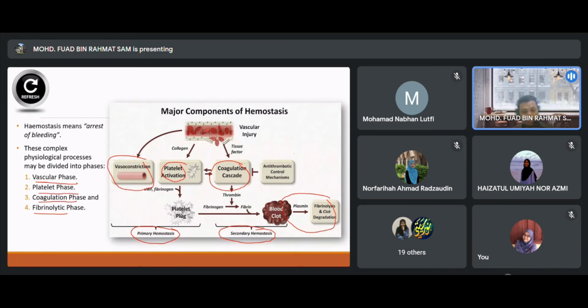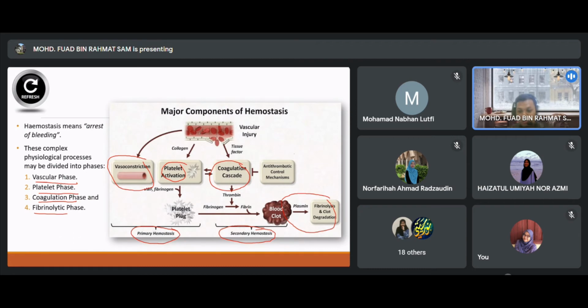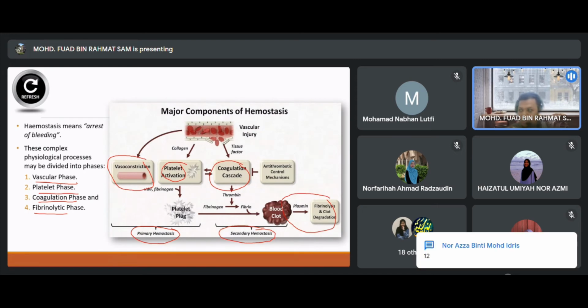Now, my question is, under the coagulation cascade, how many coagulation factors? How many groups of coagulation factors are there? We have many question and answer sessions so that this morning is lively. Anybody would like to give a try? How many coagulation factors do we have? Azhar says 12.